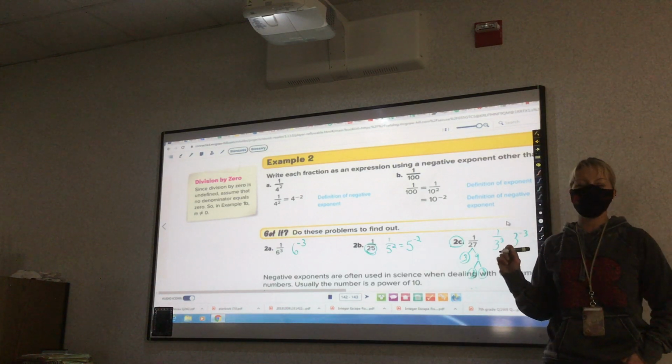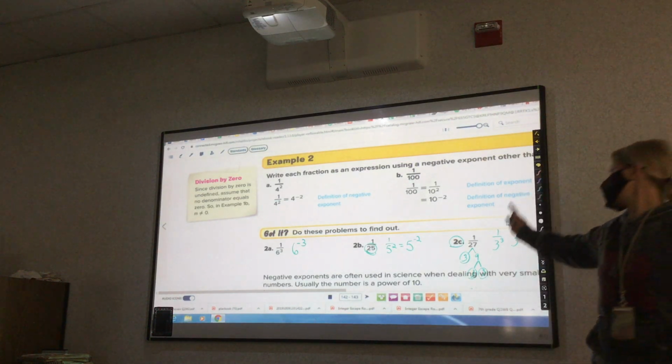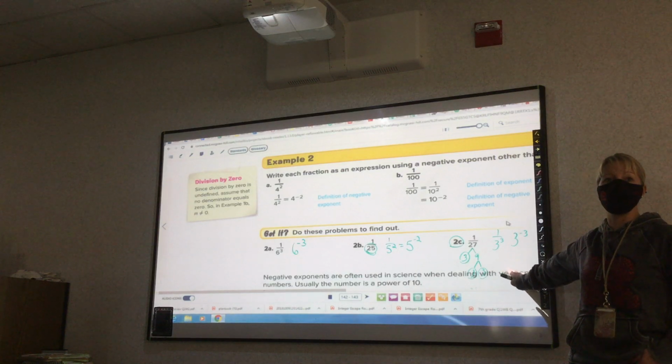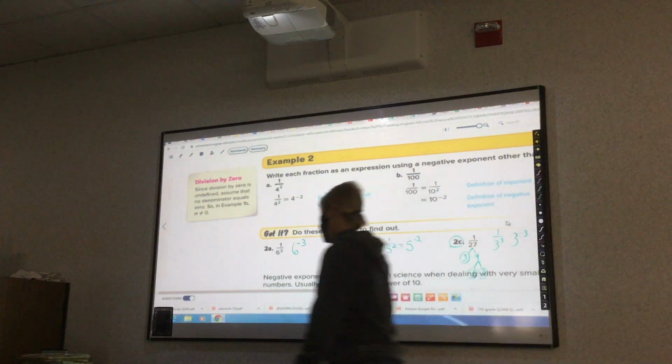Raise up your boards if you got it correct. Okay, do you guys understand if you don't know where to start, you do the prime factorization? Is anybody confused on that? Okay, so let's move on.